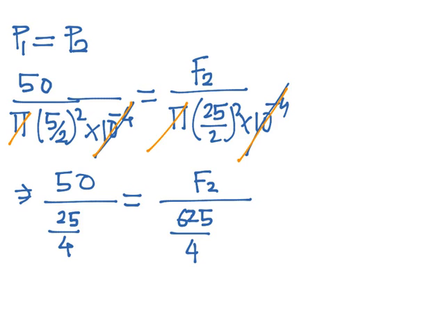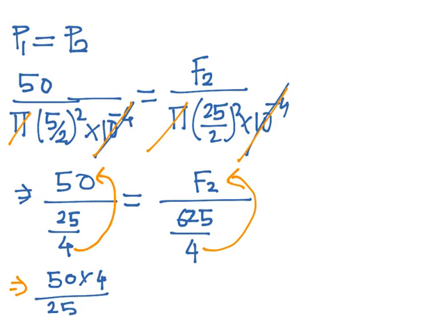It's like division of division. It goes up here and this goes up here. So ultimately it's not making a difference, because it cancels out on both the sides. So 50 into 4 by 25 is equal to F2 into 4 by 25.